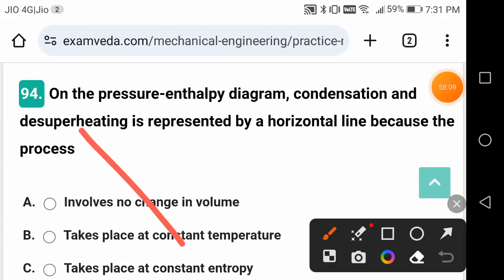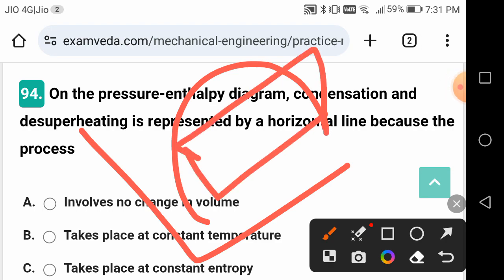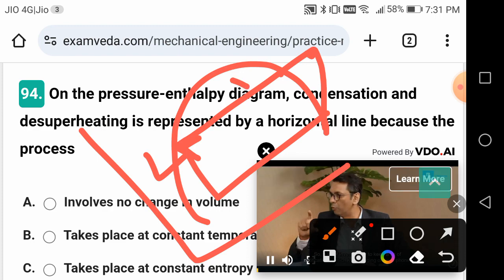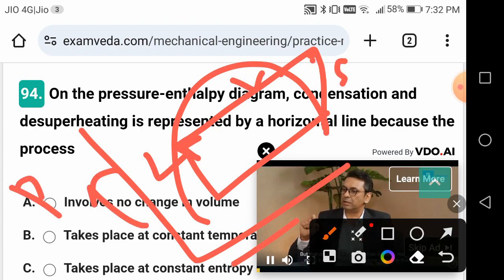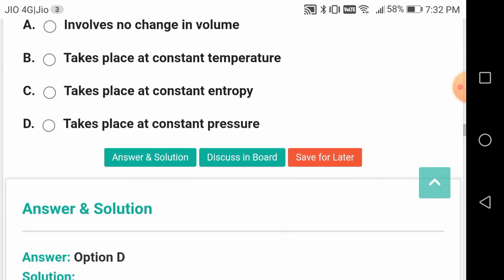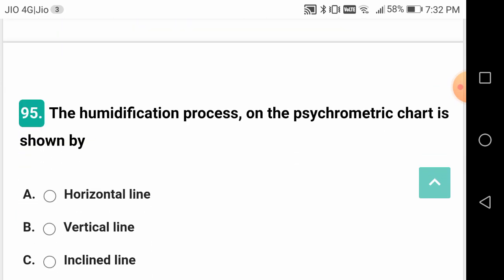It will be something like this, friends. This will be like this, okay? So the superheated state, this is saturated liquid, saturated vapor, and superheated state, okay? This is your pH diagram. So horizontal line, right? It was taking place at constant pressure, so a horizontal line.